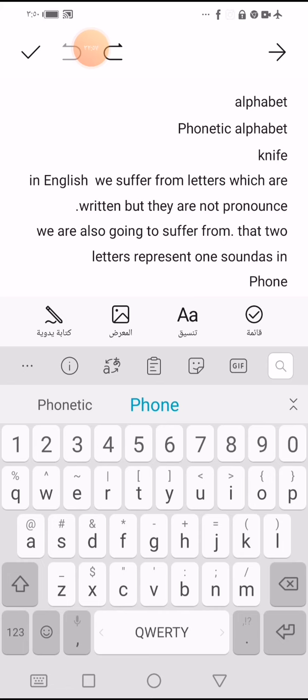So I see that the thing that we are going to suffer from is that we are going to have 2 letters. These letters represent one sound. Okay.